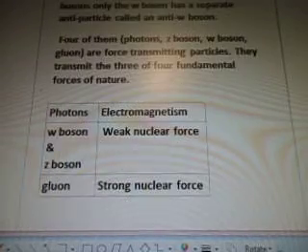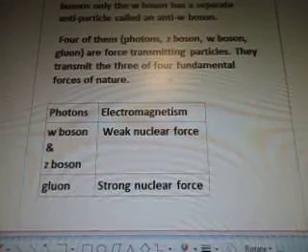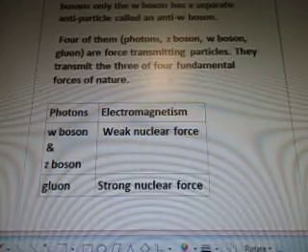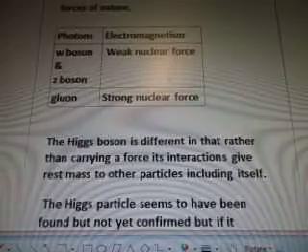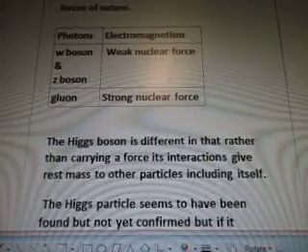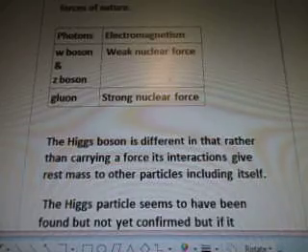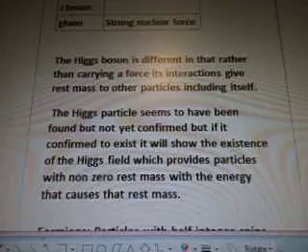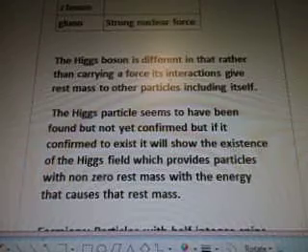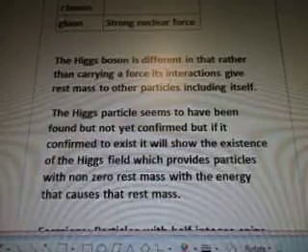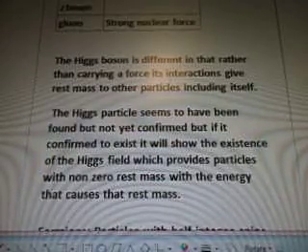4 of them, the photons, Z boson, W boson, and gluon, are force-transmitting particles. They transmit 3 of the 4 fundamental forces of nature. So you have photons in electromagnetism, there's the weak nuclear force with the W boson and Z boson, and there's the strong nuclear force with the gluon. The Higgs boson is different in that rather than carrying a force, its interactions give rest mass to other particles, including itself.